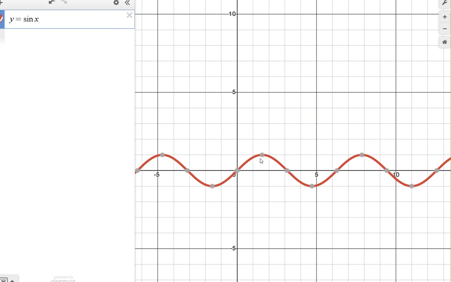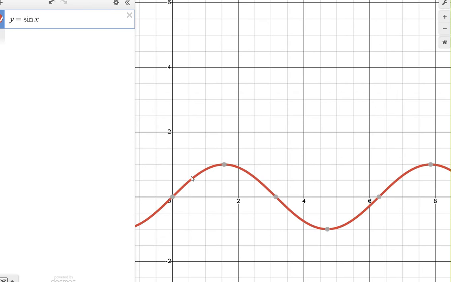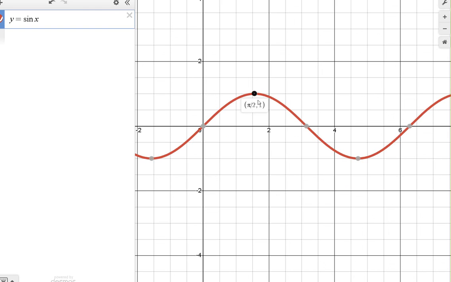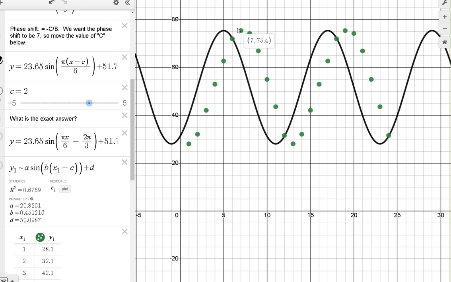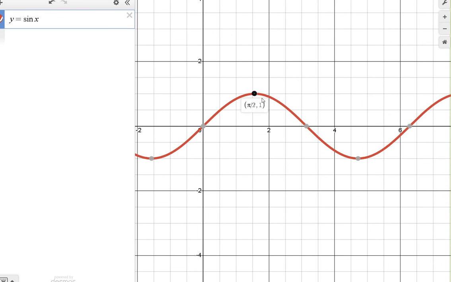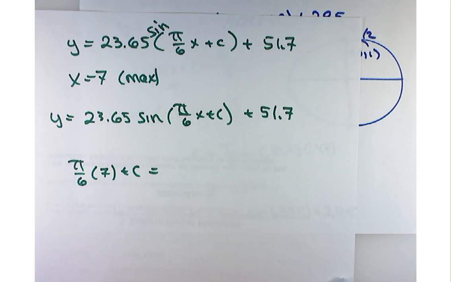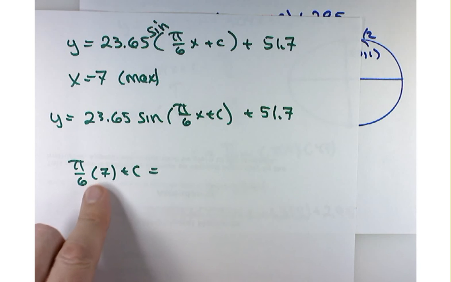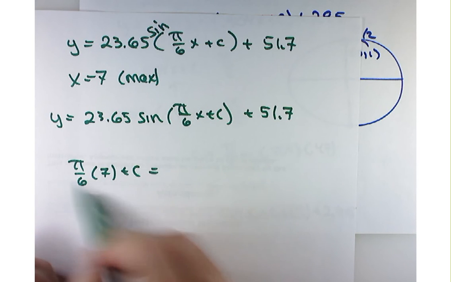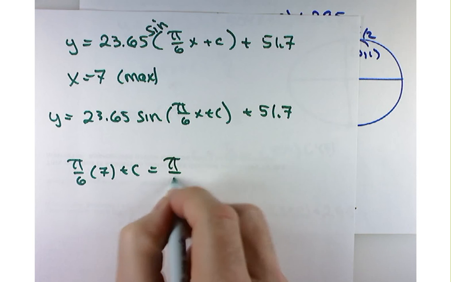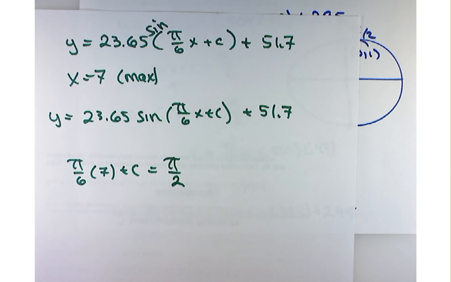So the biggest that a sine function gets is right there, when sine is pi over 2. So I've got those two things that I know. I know that the maximum of my data occurs when x is 7, and I know the maximum of the sine function occurs when I take the sine of pi over 2. So I want those two things to overlap. So I want to know what value of x causes this whole expression to be pi over 2. And that's how I solve.